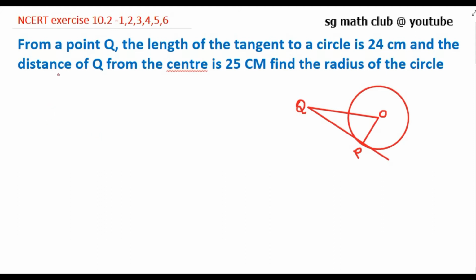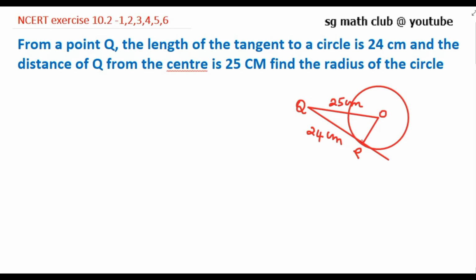So the first question is, from a point Q, so here is the point Q, the length of the tangent to a circle, so QP is the tangent, and length of the tangent to a circle is 24 centimeter. And the distance of Q from the center, so O is the center of the circle, is given as 25 centimeter. We need to find the radius of the circle. Radius of the circle is OP.